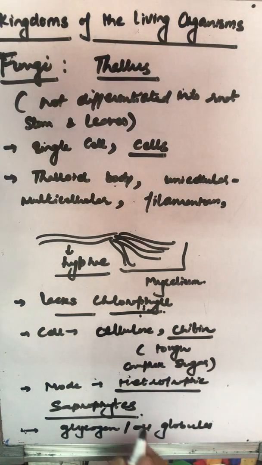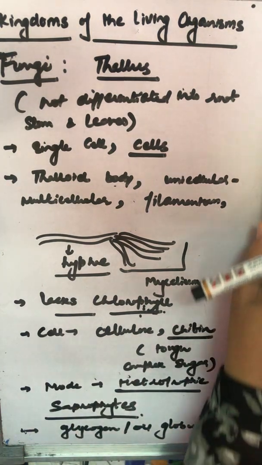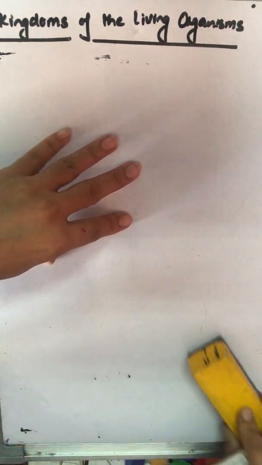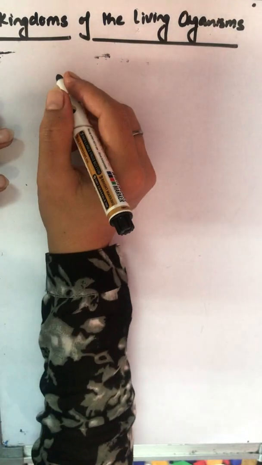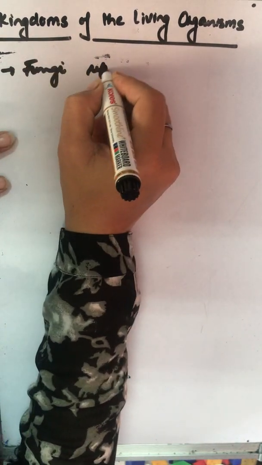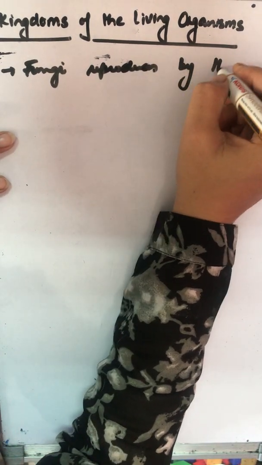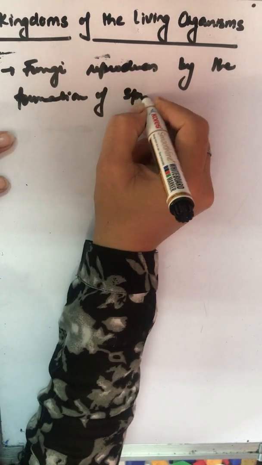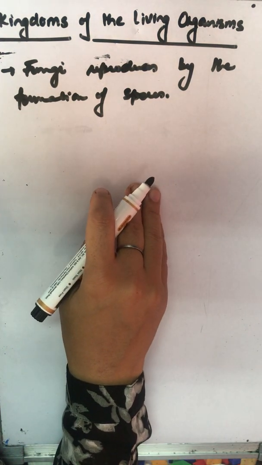Now they have two distinct phases. They have a vegetative phase and a reproductive phase. That is something a little in detail, but basically, they reproduce through spores. That is what you have to keep in mind. Reproduction is basically through spores. Fungi reproduce by the formation of spores.